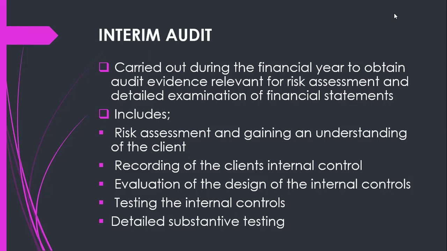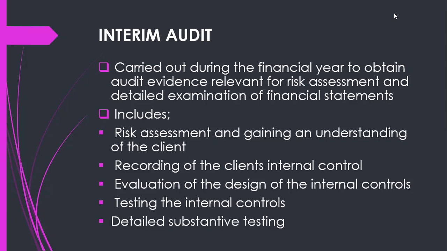So these are some of the points that you need to understand. Sometimes they can ask you what happens during an interim audit. Then you just need to respond to the examiner saying: one, risk assessment and gaining an understanding of the client's business. Two, recording of the client's internal controls. We go into the client's business, we record the internal controls that the client has. Three, evaluation of the design of those internal controls. Four, testing the internal controls.